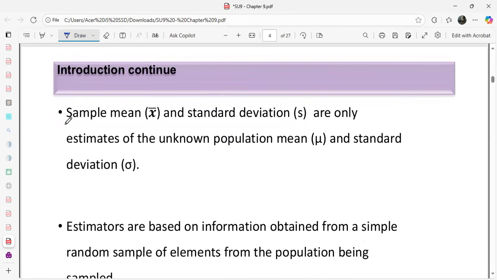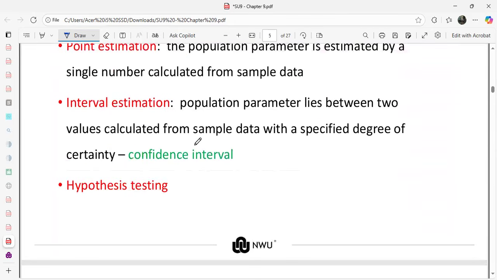So with this one here, you will be dealing with the sample mean. You've been doing the sample mean, I think from chapter 4, from 4, 5, and so on. You also did the standard deviation. And now in this case, we're going to talk about the estimates of the unknown population mean and the population standard deviation.